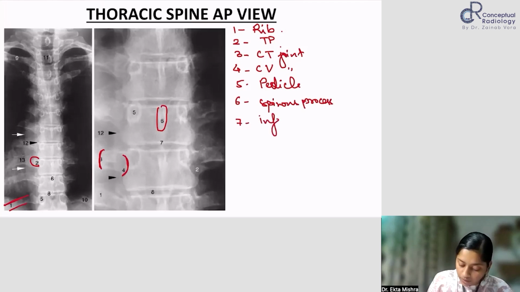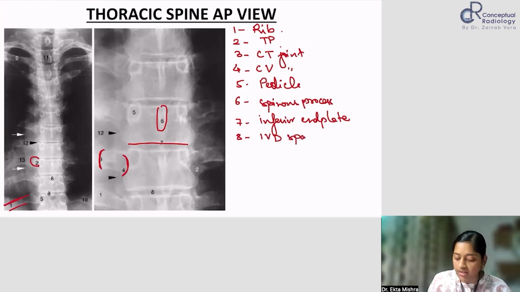Seventh is the inferior end plate. You have to look for the maintained continuity. The cortical outline is maintained. Eighth is the intervertebral disc space. We don't see discs on radiograph. So this is the space for intervertebral disc.